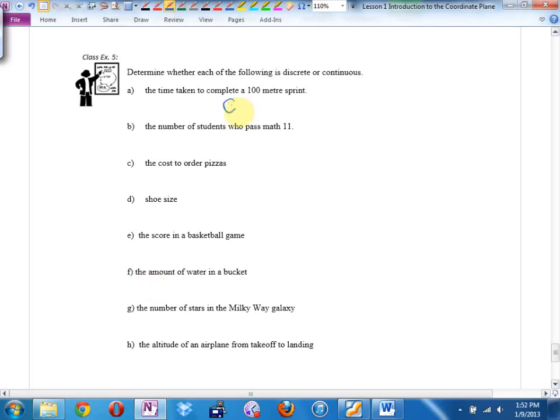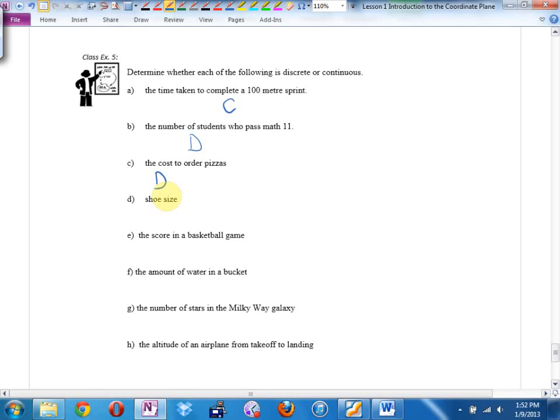B, number of students who passed Math 11. Discrete. The cost to order pizzas. Convince me. I've heard both now. You can buy 1 pizza or 2 pizzas or 3 pizzas or 4 pizzas, but you cannot order 5.8 pizzas. There's a limited number of prices that will show up. The prices themselves may be decimals, but I think there's going to be gaps in between them. Yes? I think it's discrete.